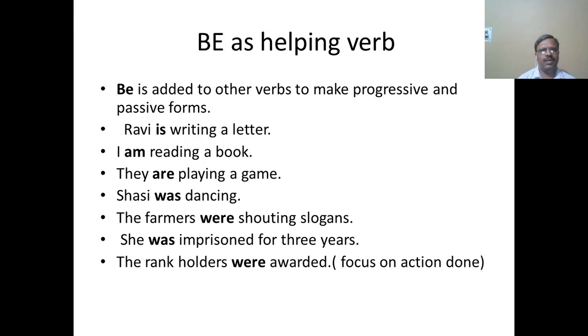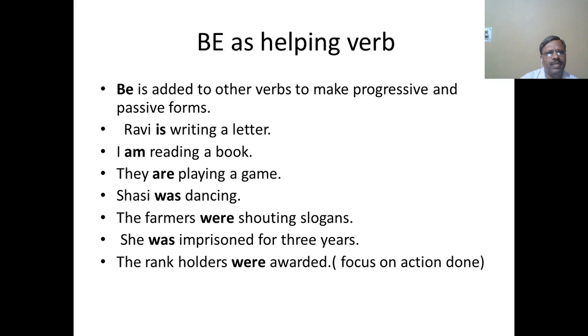Be form verbs are also used as helping verbs. As I told you, they are used as main verbs and also as helping verbs. Be is added to other verbs to make the progressive forms and passive voice forms. Ravi is writing a letter. Progressive tense form or continuous tense form. He is writing, in continuous tense form.